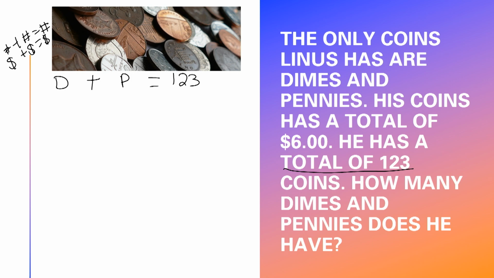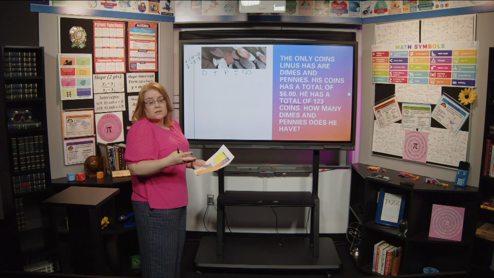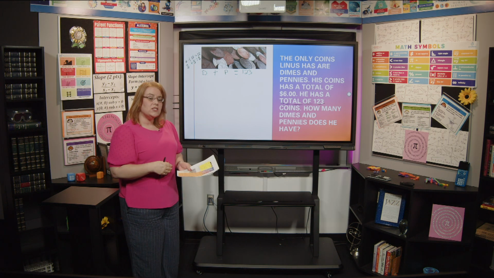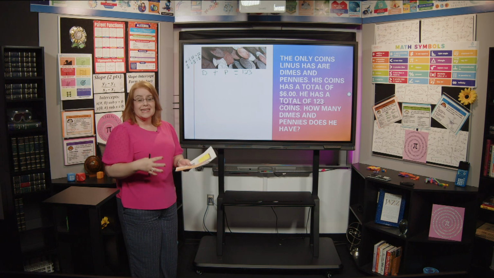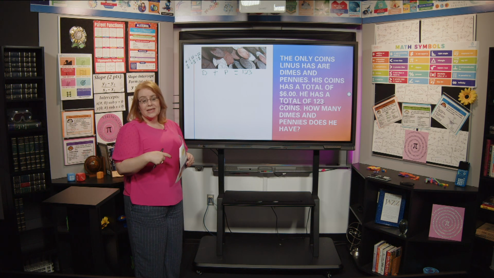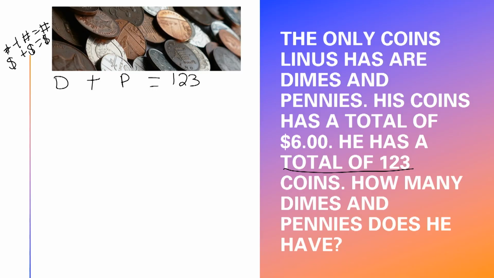So how much does a dime cost? A dime is 10 cents. That's right. How much does a penny cost? It's a penny. It's 1 cent. So how can we put that into our equation? We're going to have to use decimals. So for my dimes, I'm going to put 0.10, and for my pennies, I'm going to put 0.01. So let's look and see what we've got. So I've got 10 cents for the amount of dimes I have, plus 1 cent for the amount of pennies I have, and when I get all of those together, I have $6.